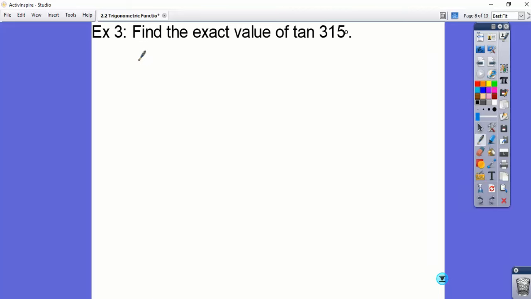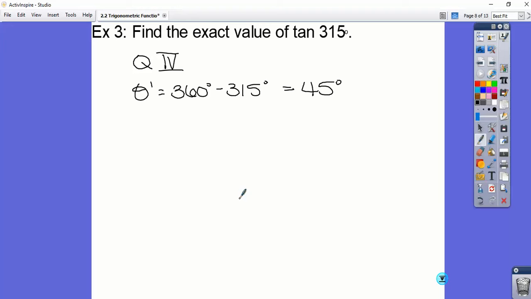So 315. What quadrant is 315 degrees in? Reference angle. In quadrant 4 we do 360 minus 315 and we get 45. Okay. 45. Tangent would be radical 2 over radical 2, so 1. In quadrant 4, all students take calculus. Cosine is positive, so tangent is negative. So negative 1 is my answer.